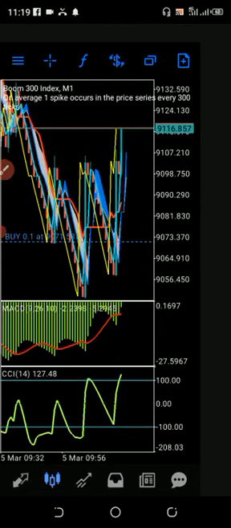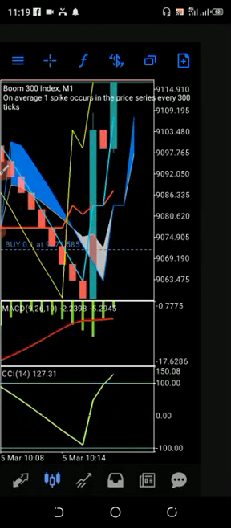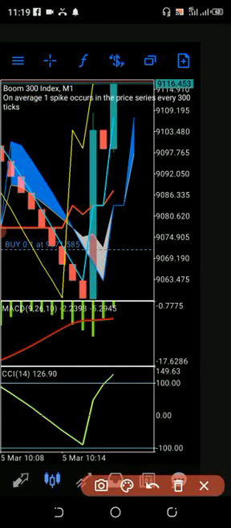Don't, you see, it's still pulling back. Can you see? It's still pulling back, still going backward. And look at my trade here. Look at my trade here. Do you see it? Look at my trade. And watch.